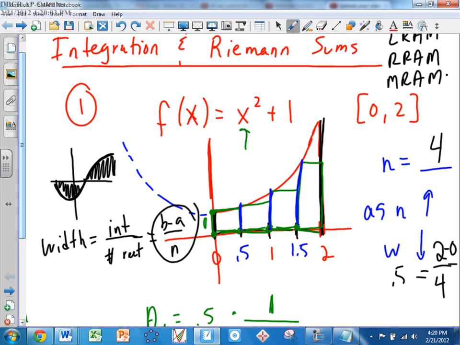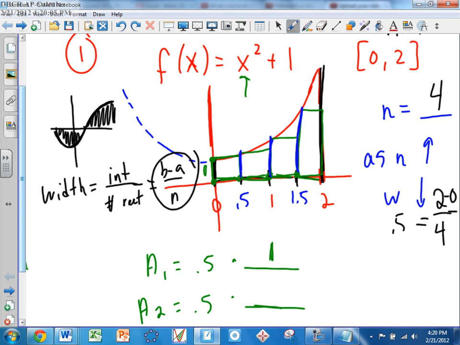So here, what you're thinking of is this. This value is really f of 0.